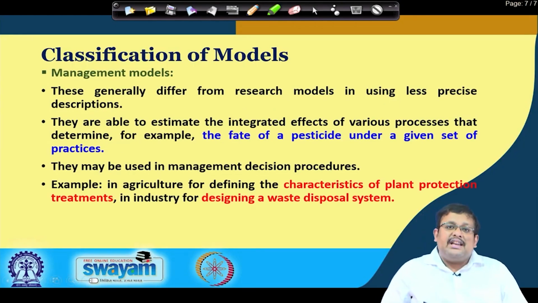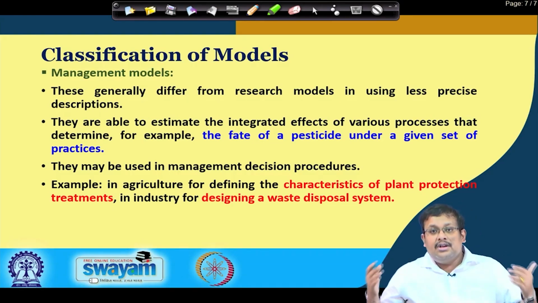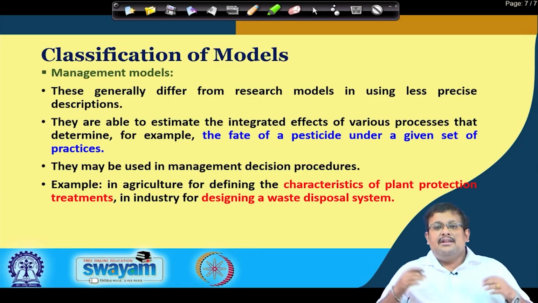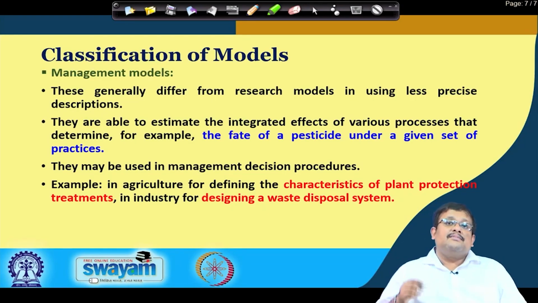The second category is management models. These management models generally differ from research models in using a less precise description. Research models are more comprehensive, relatively more accurate and complex. However, management models use a less precise description, and they are able to estimate the integrated effects of various processes that determine, for example, the fate of a pesticide under a given set of practices. So, they may be used in management decision procedures. Different types of management decisions can be taken by using management models.